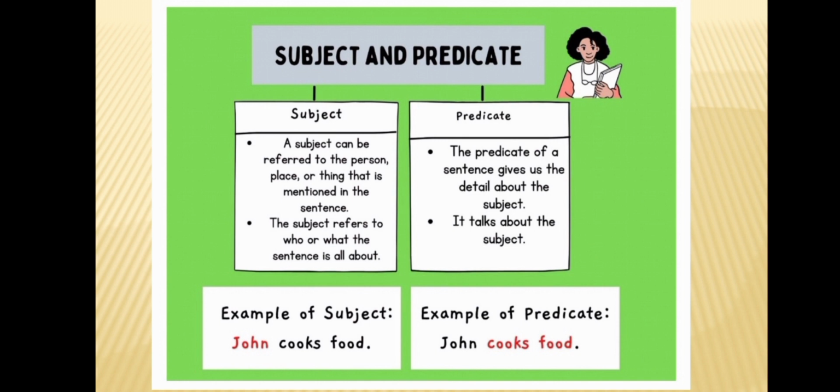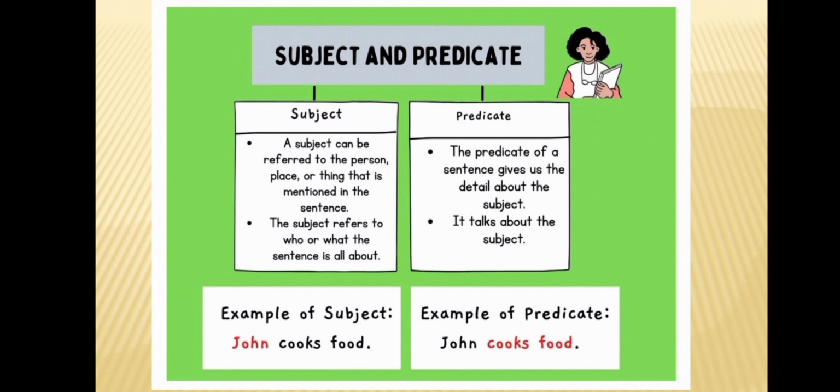Predicate. A predicate of a sentence gives us the detail about the subject. It talks about the subject. That is, the part of the sentence which talks about the noun, which talks about the subject is called a predicate. Taking the same example, John cooks food. Here in this sentence, cooks food is the part of the sentence which is based on the subject John. So this cooks food is the predicate of this sentence.